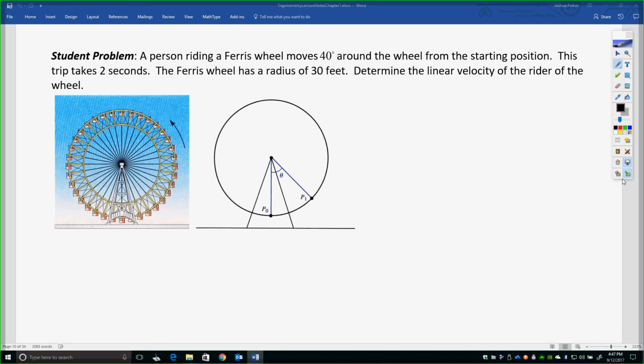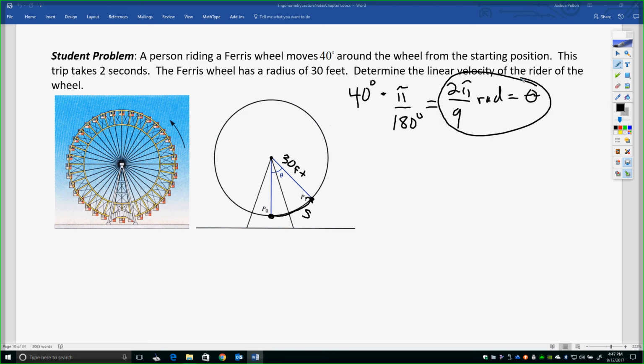Okay, a person on a Ferris wheel starts at point 0 and goes to point 1 and travels some distance s. So I want to figure out how fast they were going. So first off, the radius of this wheel is 30 feet. It's a big old Ferris wheel, so that's pretty big, right? And we have the angle, which is 40 degrees, which is kind of a problem. We can't really work with that. So 40 degrees times pi over 180. Okay, so that's going to give me my radian answer of 2 pi over 9. So 2 pi over 9 radians is my proper angle.